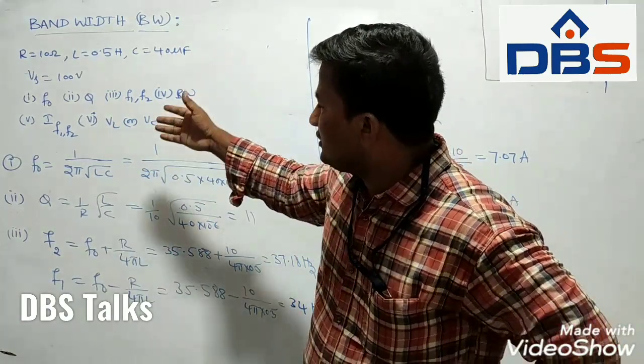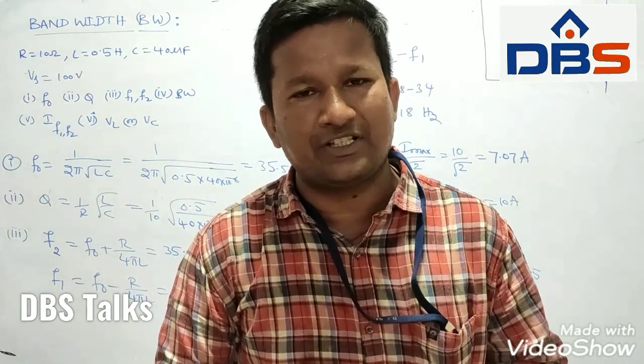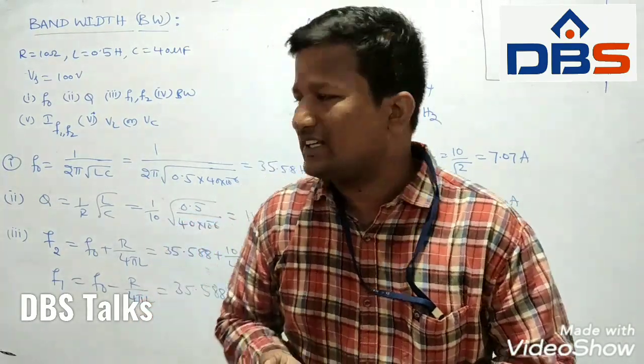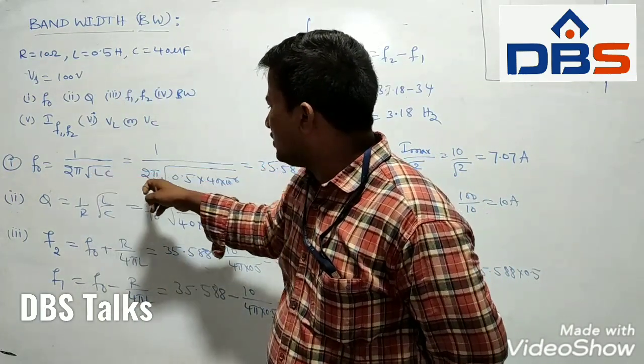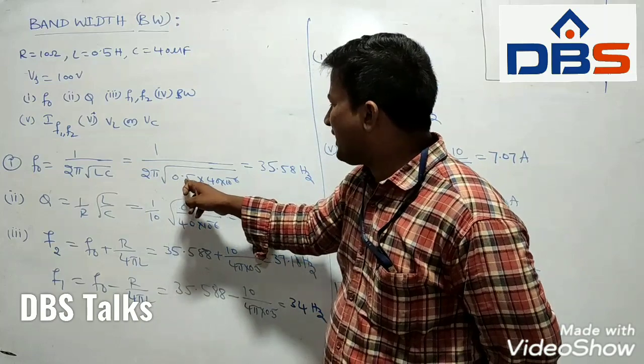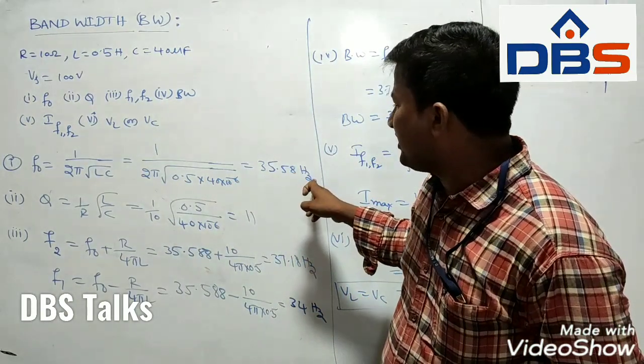We know the resonant frequency formula: f0 or fr is equal to 1 by 2 pi root LC. We know the L and C values, so 1 by 2 pi root of 0.5 into 40 into 10 power minus 6, that is 35.58 Hz.